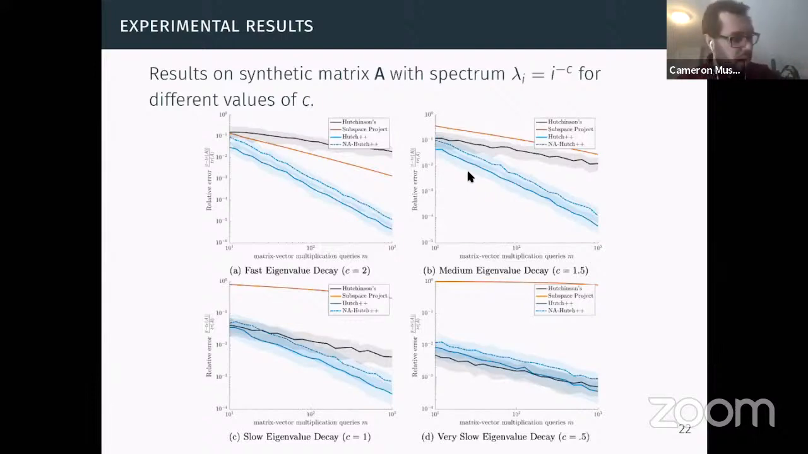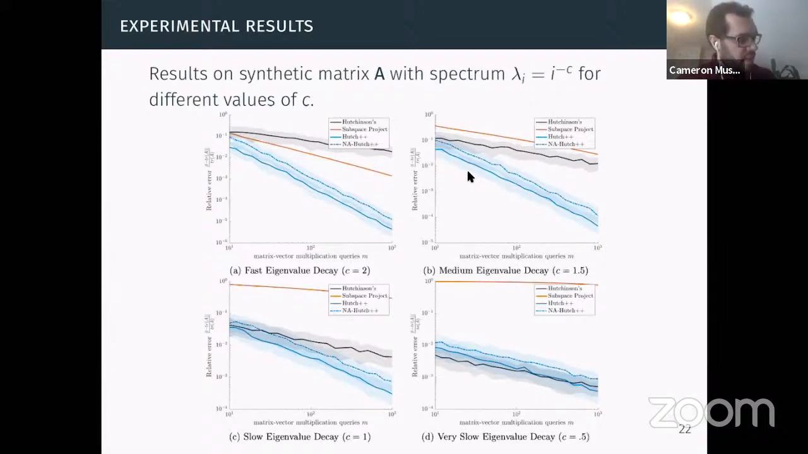So we compared Hutchinson's method. We compared this subspace projection method, which is basically the method of Ipsen et al. This is the method that just approximates the top k eigenvalues and adds them up to approximate the trace. We also compared Hutch++, our main method, and then we compared this non-adaptive variant, NA Hutch++.